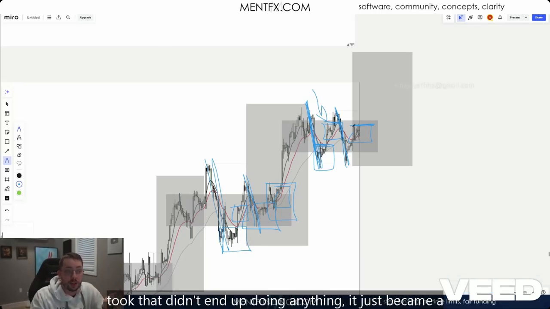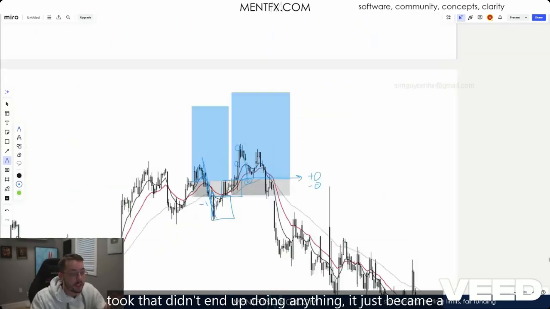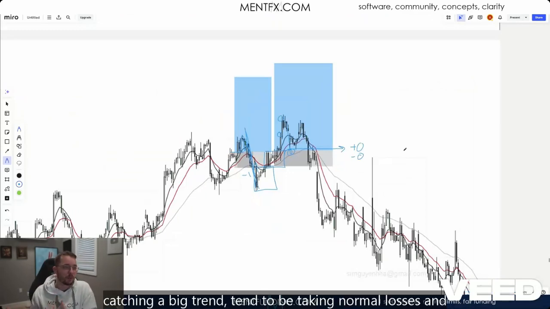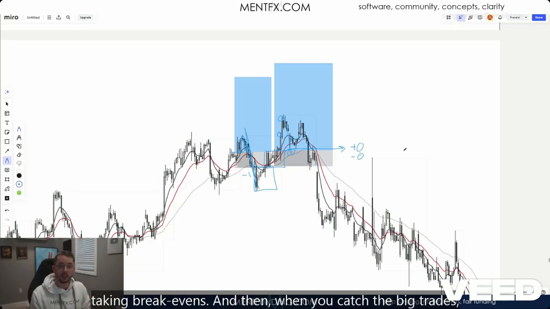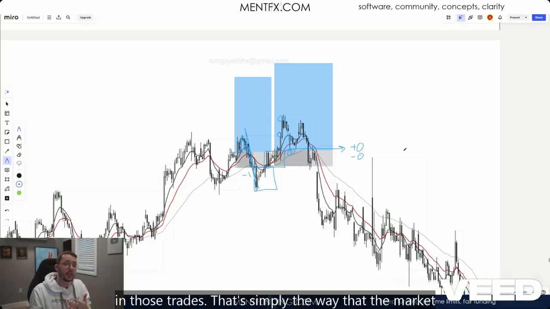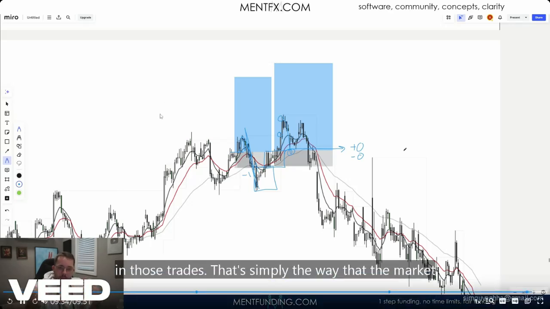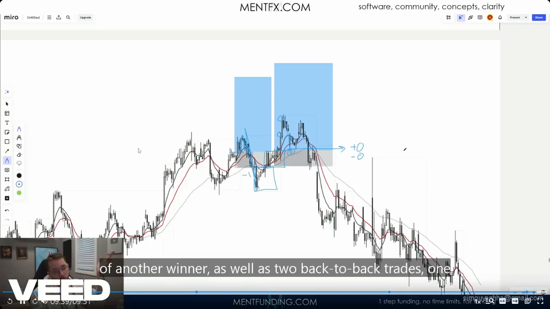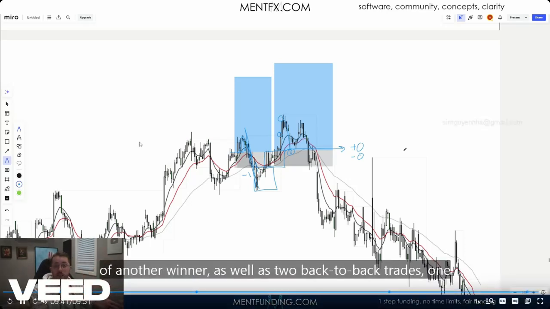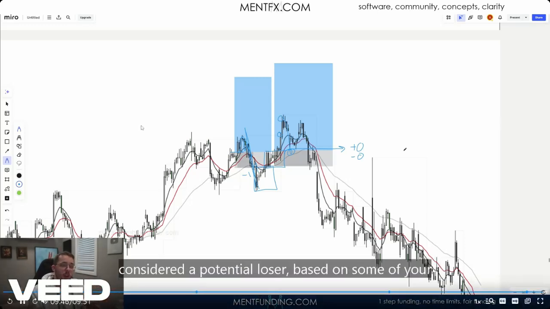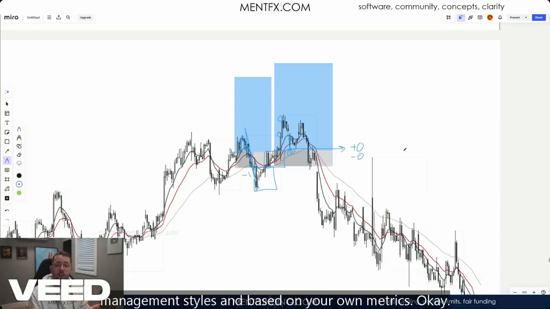Here's another example of one that I took that didn't end up doing anything. It just became a break even, because a lot of trades and a lot of actually catching a big trend is going to be taking normal losses and taking break evens. And then when you catch the big trades, when you're in the large trades, you get rewarded for being in those trades. That's simply the way that the market operates and actually makes you money. So there's an example of another winner, as well as 2 back-to-back trades, one that was a loser and one that was a break-even, or also considered a potential loser based on some of your management styles and based on your own metrics. Okay.